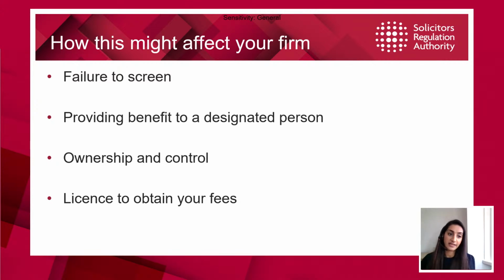The other way in which they may affect your firm is you might inadvertently find yourself in a situation where you've provided a benefit to a designated person. That's why it's really crucial that you carry out due diligence before you obtain any fees. And some of the examples in terms of how you might come across this is, for example, in conveyancing, you wouldn't be able to proceed with a conveyancing matter because you would be providing financial benefit to a designated person. So that's not considered a permissible activity. And it's also really important in your due diligence checks to make sure you are really looking behind who's sitting behind a company to make sure you're not inadvertently providing a benefit.